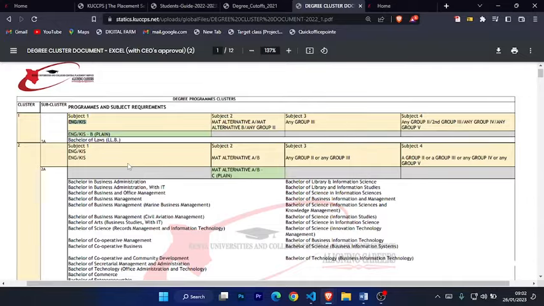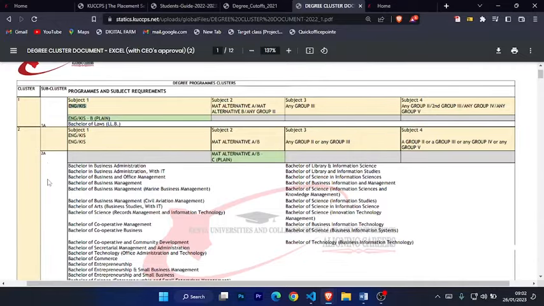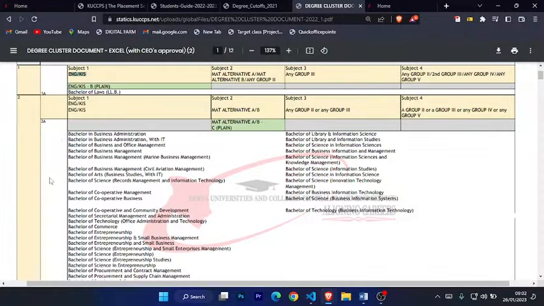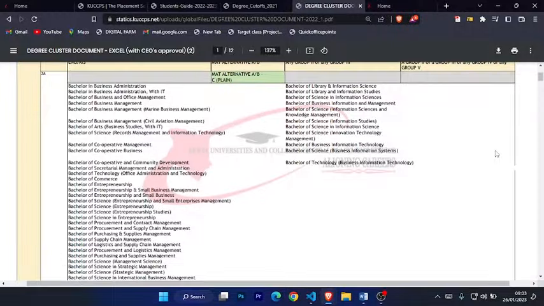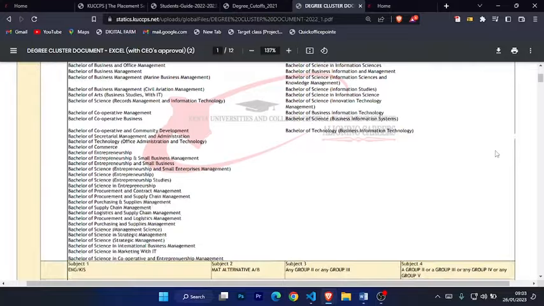We go to cluster 2, sorry. Cluster 2 has been divided into 2A. We have cluster 2A, which is the business courses. For the business courses, you will require subject 1 as English or Swahili, and there is no minimum grade for each. Then you will have math or alternative A or B. You need to have a minimum grade of C plain in most subjects. Then any others. Most business and law courses don't have those minimum requirements.